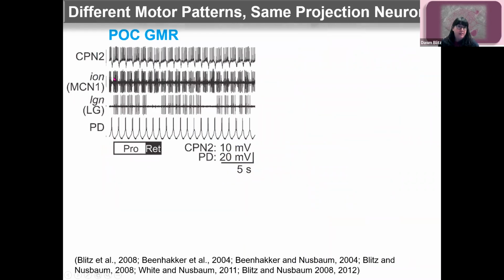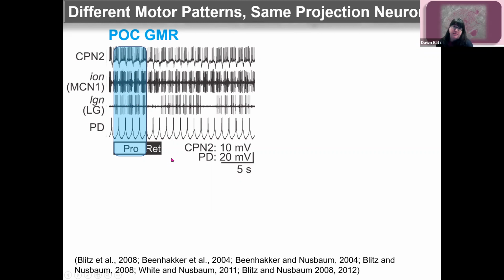So here are recordings of the two projection neurons you're going to hear a ton about, CPN2 and MCN1, LG to monitor the gastric mill rhythm, and PD for the pyloric rhythm. And the unique thing about the POC gastric mill rhythm is that everybody, the two projection neurons and the LG neuron, have this pyloric timing, right? So their activity is interrupted in time with the pyloric rhythm.